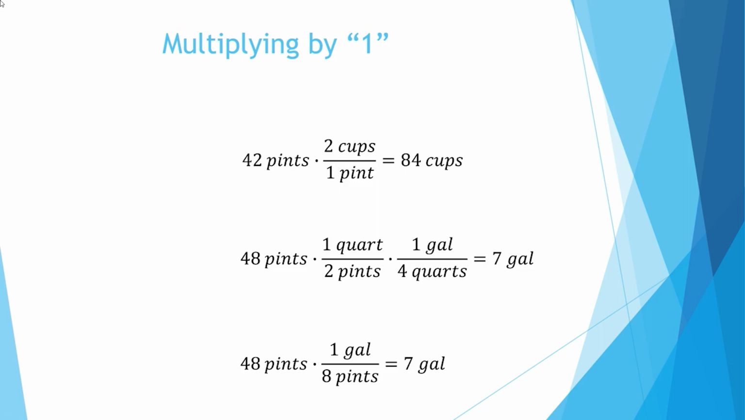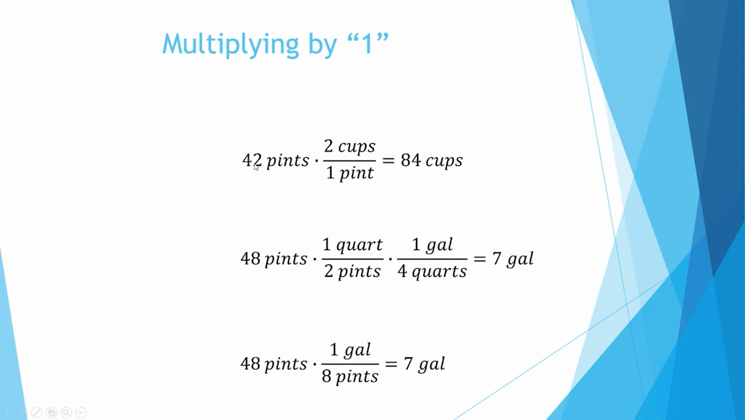All right, so when it comes to the measuring system or unit conversions, what you can do is multiply by a unique 1. There's also another way to do unit conversions, and that is to convert using proportions, but I like the multiplying by 1 method.